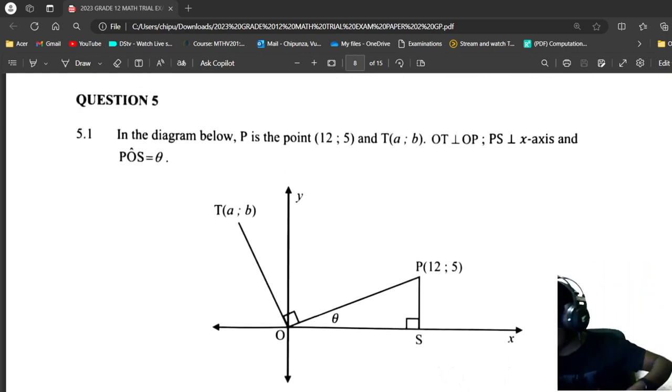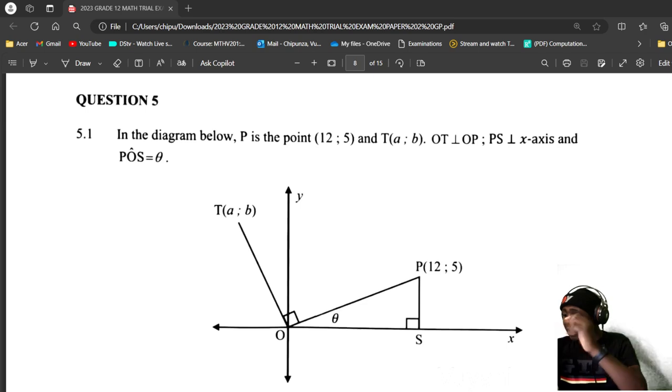Boom. In the diagram below, question 5. Let's write question 5 over there. Now we're solving question 5. In the diagram below, P is the point (12; 5), as you can see, in the first quadrant, and we have T, which is (a; b), in the second quadrant, and we are told that OT is perpendicular to OP. That's interesting. You can even see the 90 degrees there.